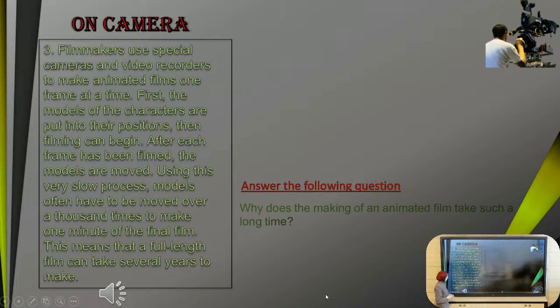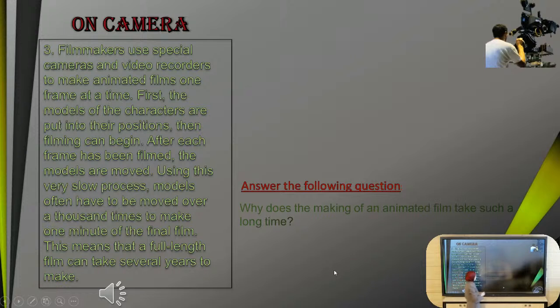Filmmakers use special cameras and video recorders to make animated films one frame at a time. First, the models of the characters are put into their positions, then filming can begin. After each frame has been filmed, the models are moved. Using this very slow process, models often have to be moved over 1,000 times to make 1 minute of the final film. This means that a full-length film can take several years to make.